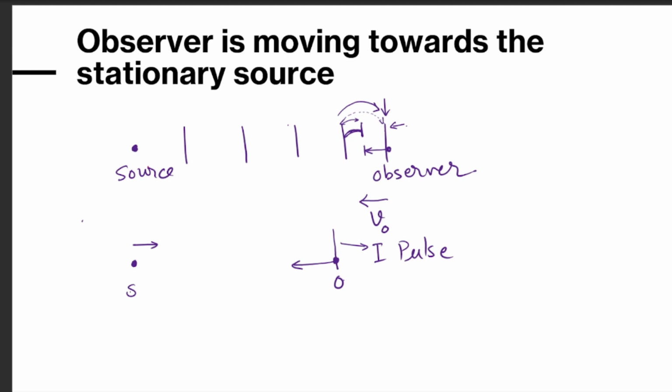The second pulse will be emitted after time t, and it will take some time to reach the observer. As the first pulse reaches the observer, the second pulse is emitted, and now it's on the way towards the observer with velocity v, which is the velocity of the sound, right? And this observer has also started his journey with velocity v naught.